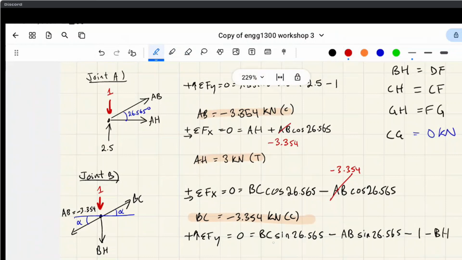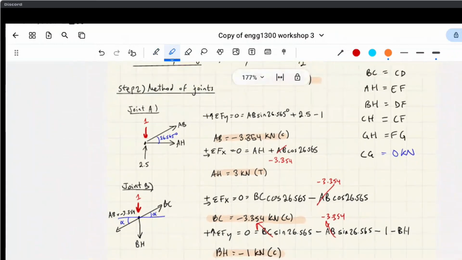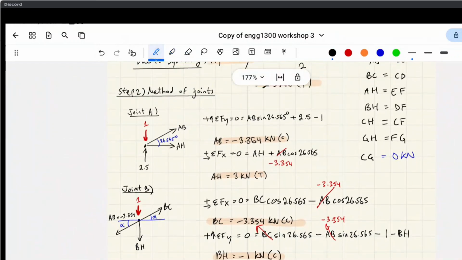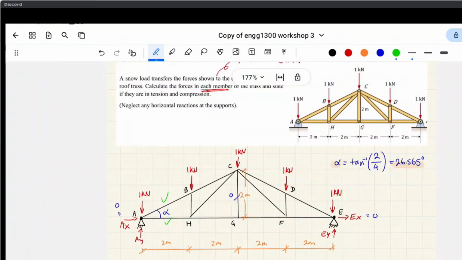Yep, so we know BC and AB. So we're just solving BH, which is -1, right? All good. So now, progress check. Sorry, I know this is taking a while, but this question will be the longest one. The other two are pretty quick. So we've solved for that and that.